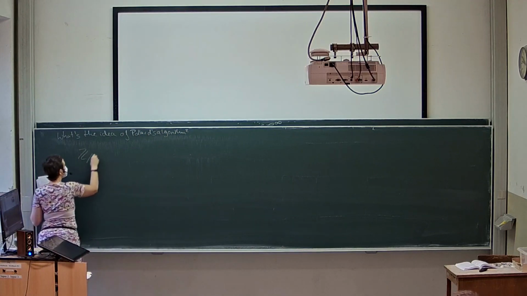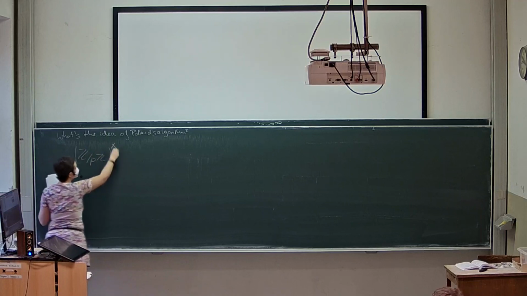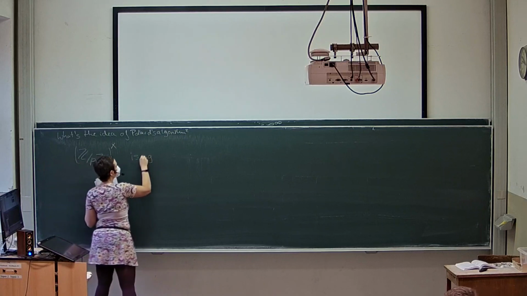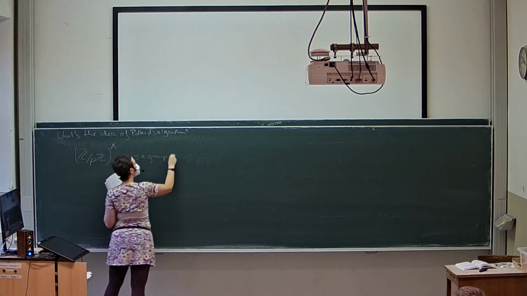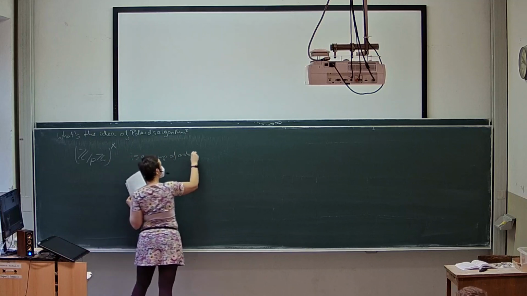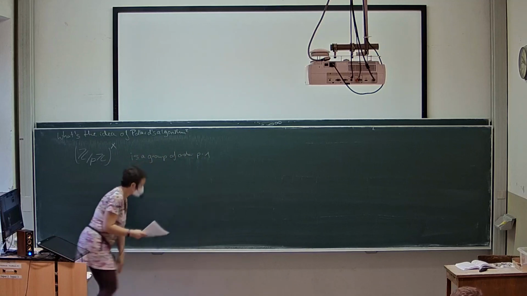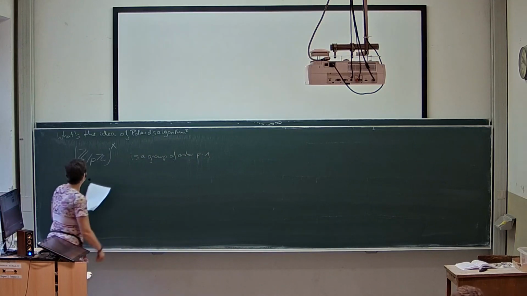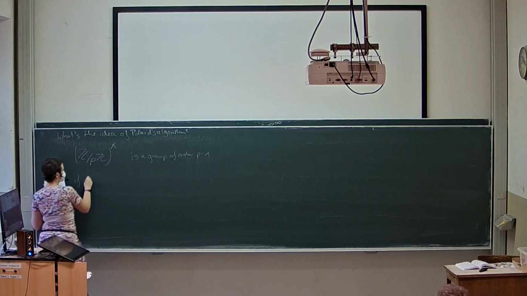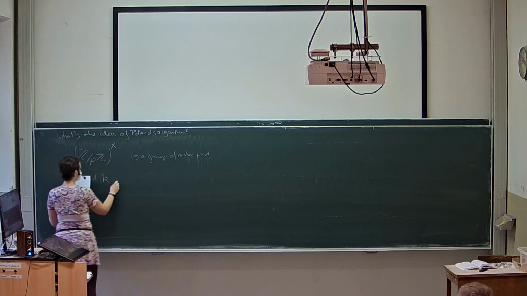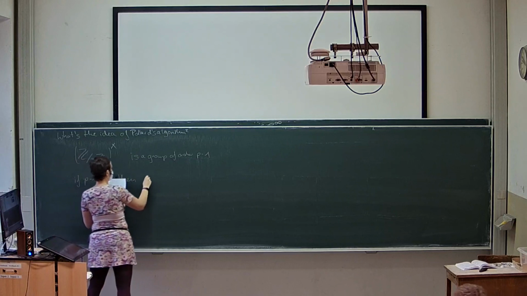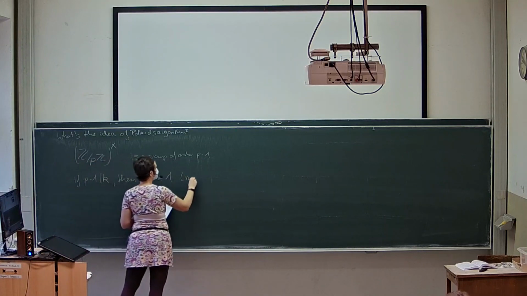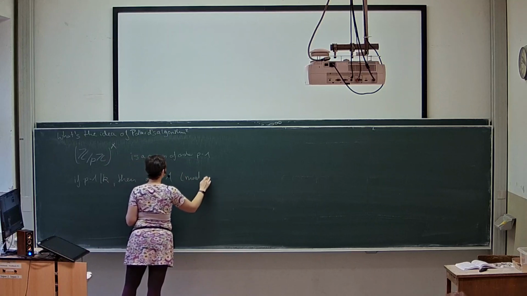The idea was: Z mod P, Z star, so just the units, is a group of order P minus 1. So if we have that P minus 1 divides some K, then in that group A to the K is equal to 1 mod P.